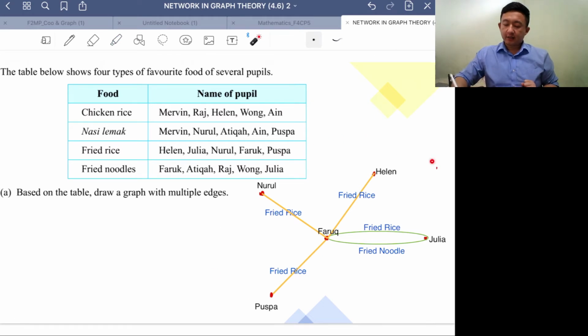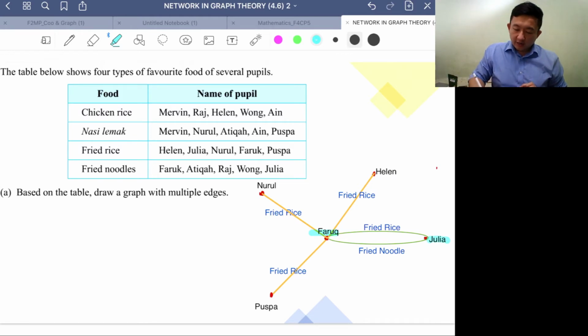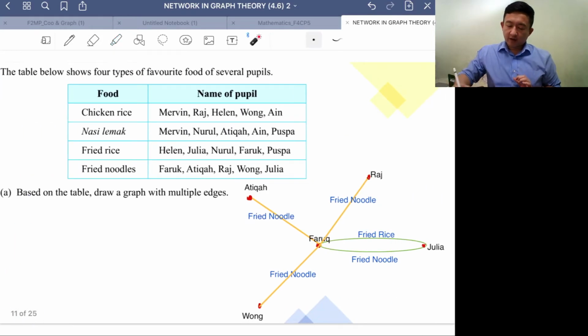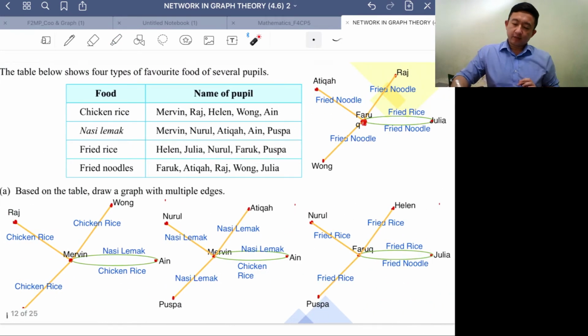Am I right? For fried rice, but this time, not Melvin and I, but Farouk and Julia. They like fried rice and fried noodles. So you have multiple edges again, and then another pair where you have multiple edges together with some of the simple graph. So in the end, you will have something like this. I've listed out four graphs over here, but that is not the complete graph, because if you look closely, these four little graphs do not clearly represent all the relationships between food and students. No, this is incomplete. I'm just showing you four.